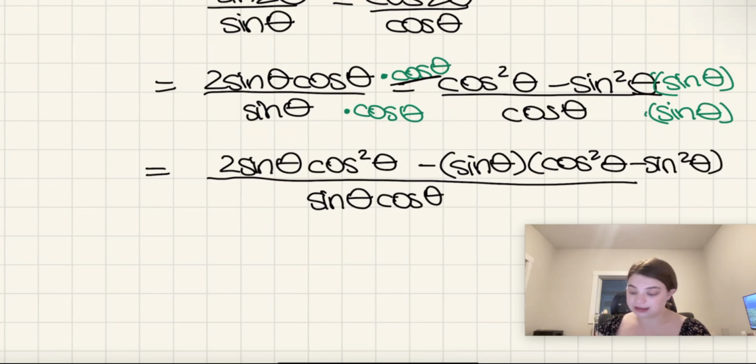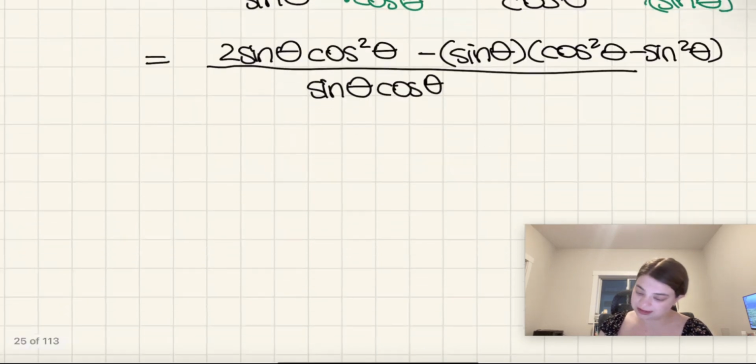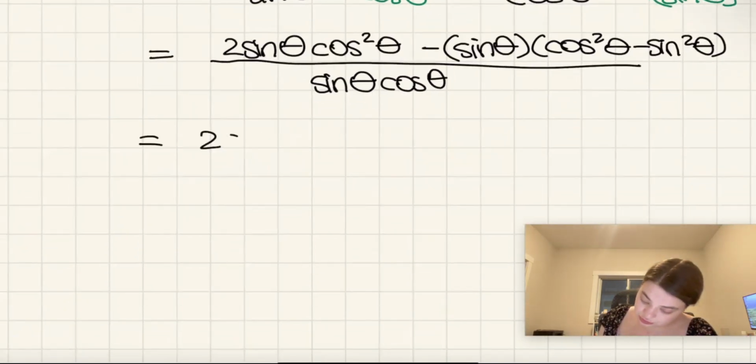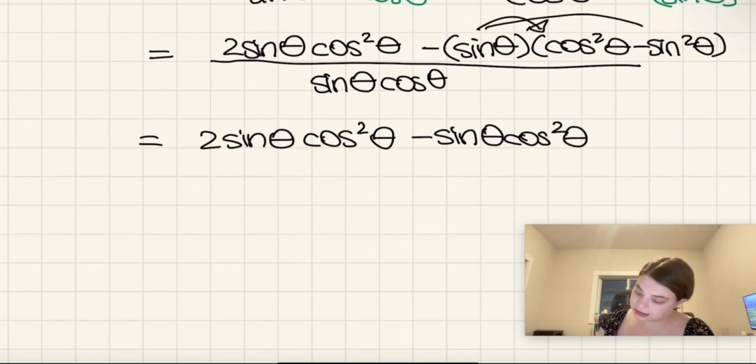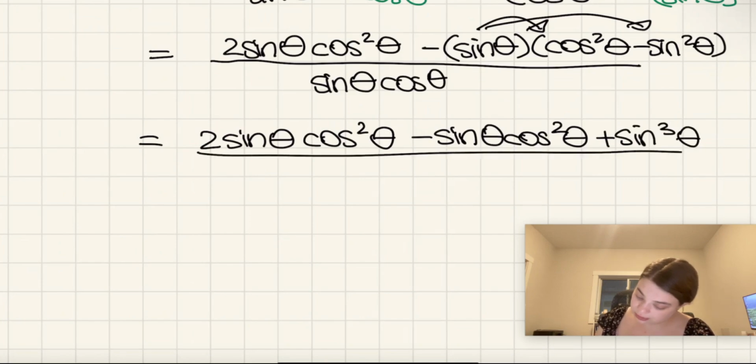Okay, and now let's see if we can simplify this more. I'm going to see if we can expand this and then potentially common factor something out to cancel with the bottom, stuff like that, because we still want this to be even simpler. So we get 2 sine theta cos squared theta, and then minus sine theta cos squared theta when we do this multiplication. And then when we do this multiplication, we get minus a negative gives us plus, so plus sine cubed theta, and that's all over sine theta cos theta.